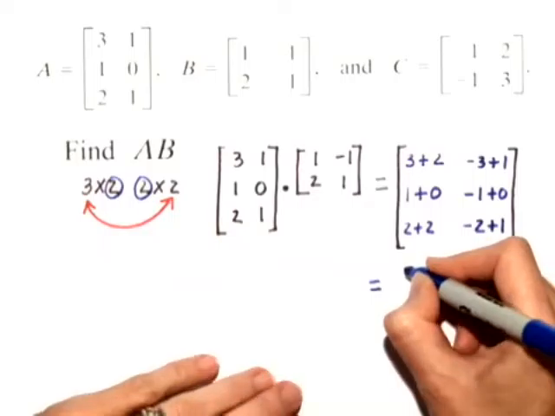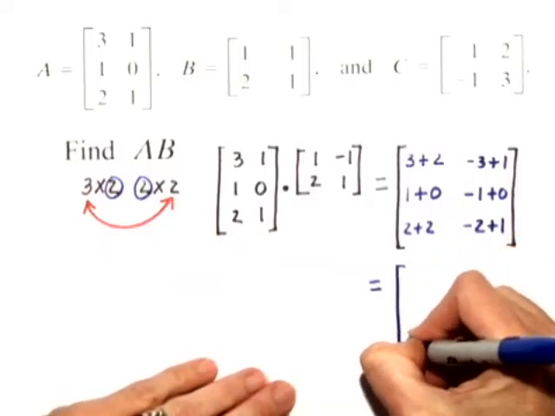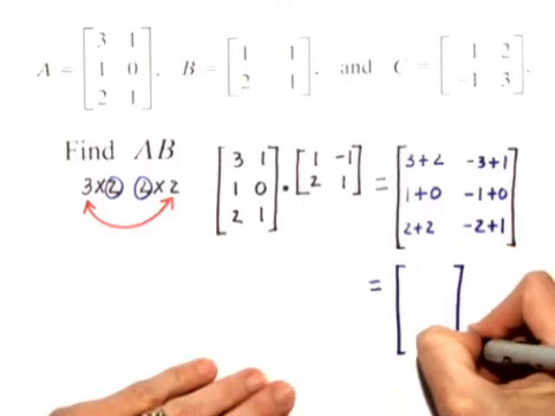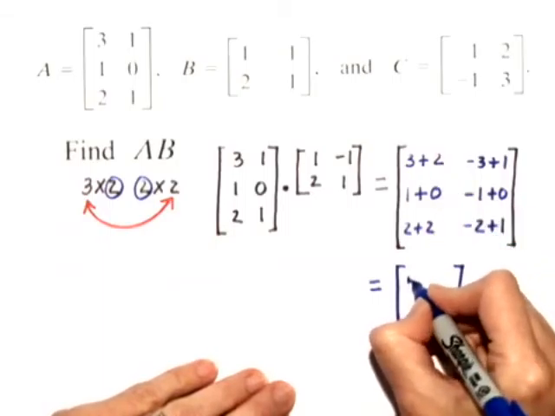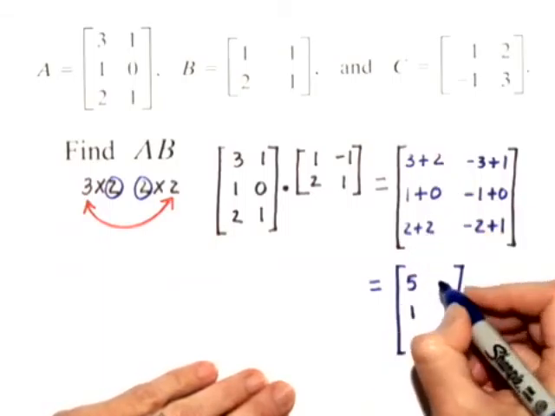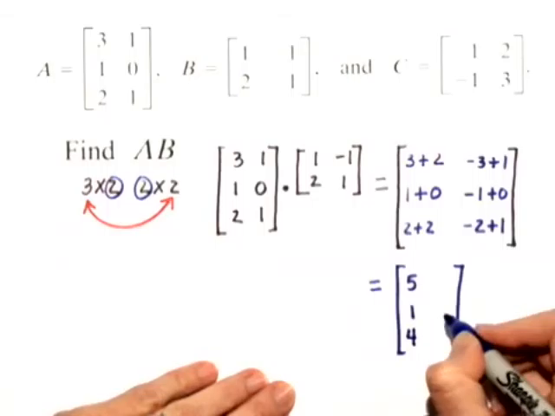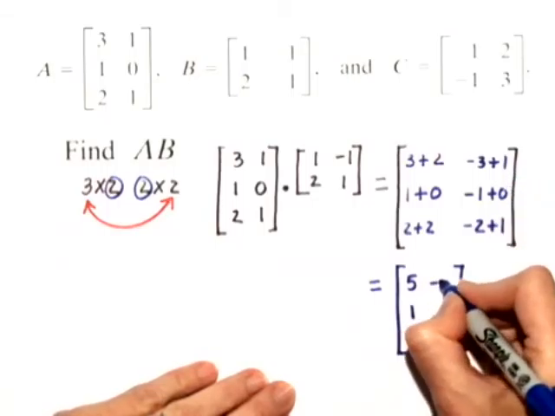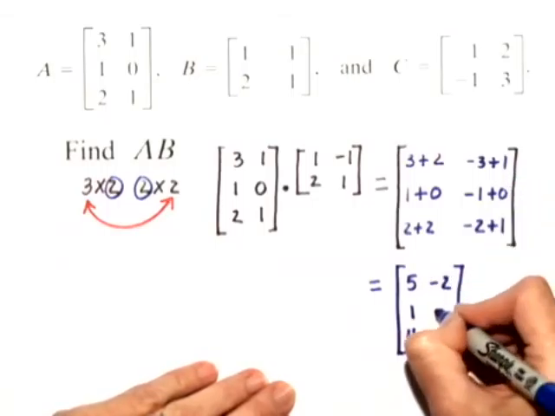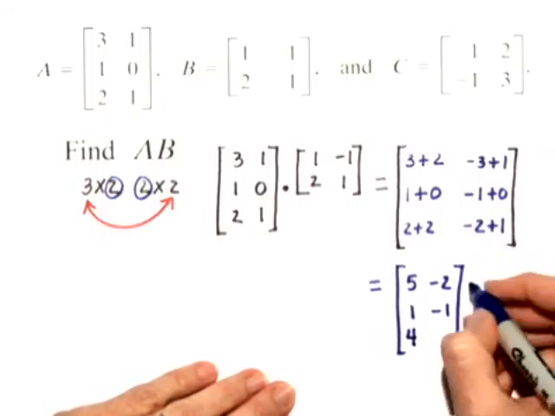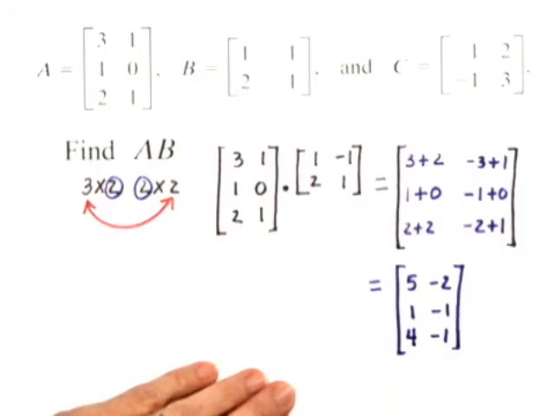And I'll write my final answer in blue. 3 plus 2 is 5. 1 plus 0 is 1. 2 plus 2 is 4. Negative 3 plus 1 is negative 2. Negative 1 plus 0 is negative 1. And negative 2 plus 1 is negative 1.